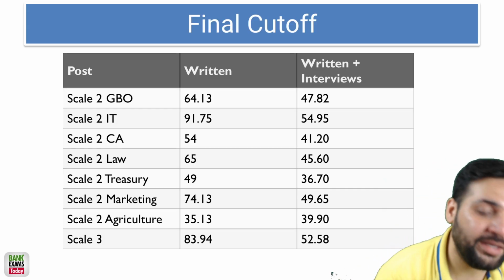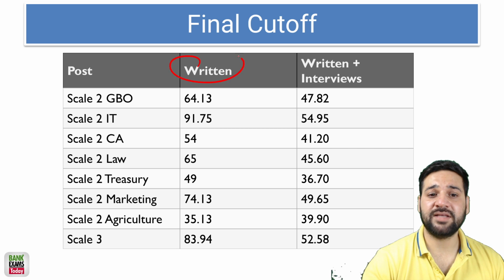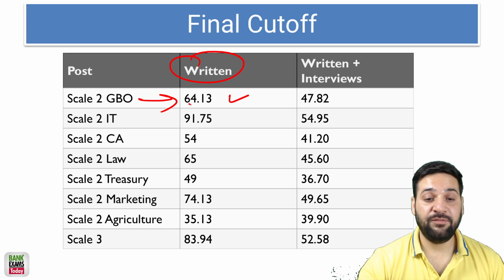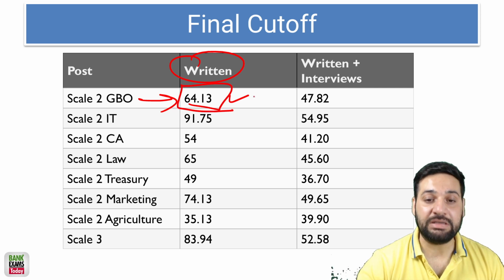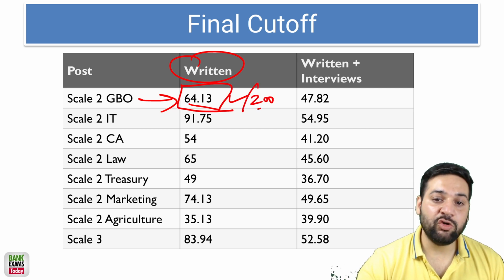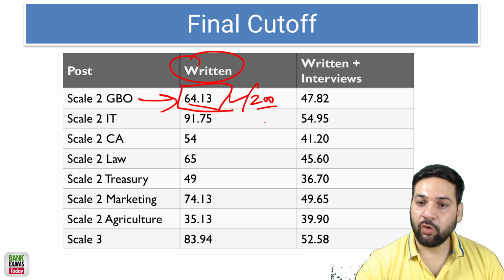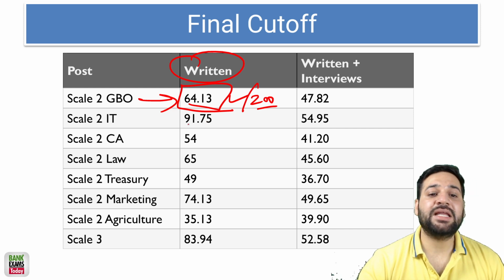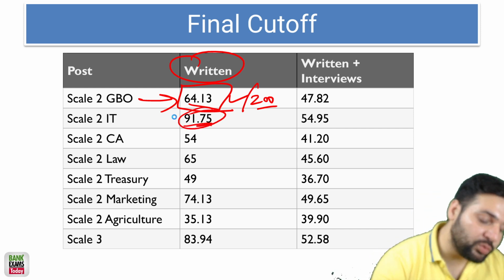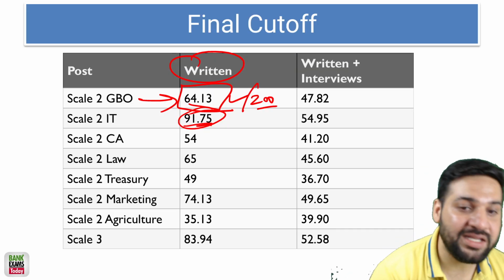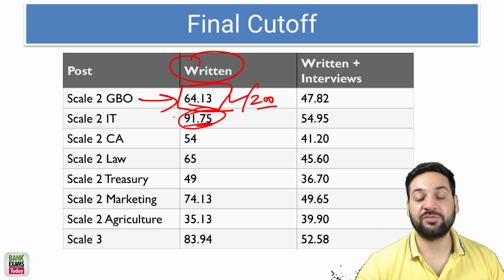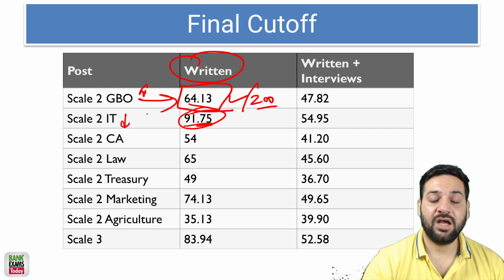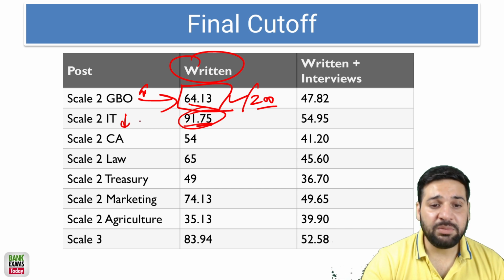And then the final cutoffs for the written exam, 64.13 for the GBO. If you are able to score 64.13 out of 200, then you will get a call for the interview. And in the IT, 91.75, because students in the IT perform really well in the written exam. A lot of students perform really well, and vacancies are fewer. In the GBO the vacancies are high, a lot of vacancies are there. So in IT they are fewer, right?